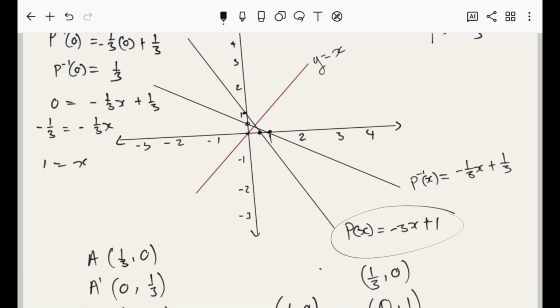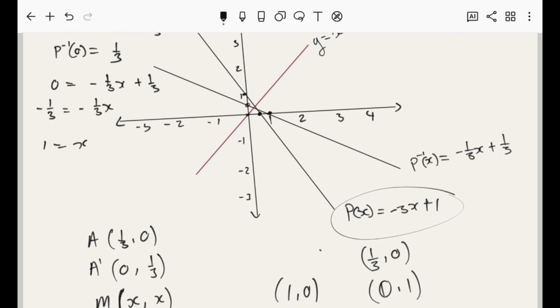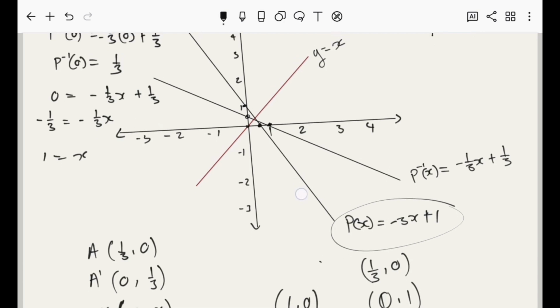That is because you think of it as an idea of a mirror. So like when you look at yourself in the mirror, you see yourself on the other side of the mirror at exactly the distance that you are standing away from the mirror. So that's the idea of an inverse. It's just a reflection about the line y is equal to x.